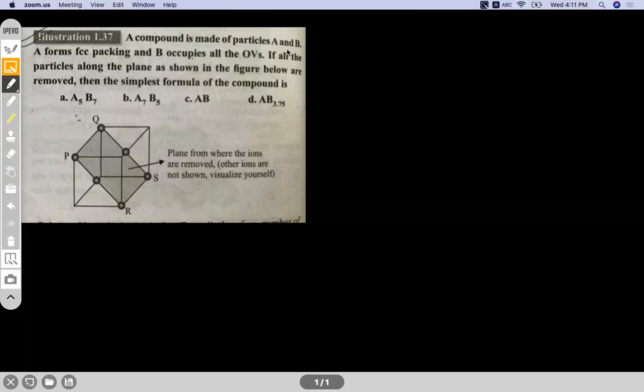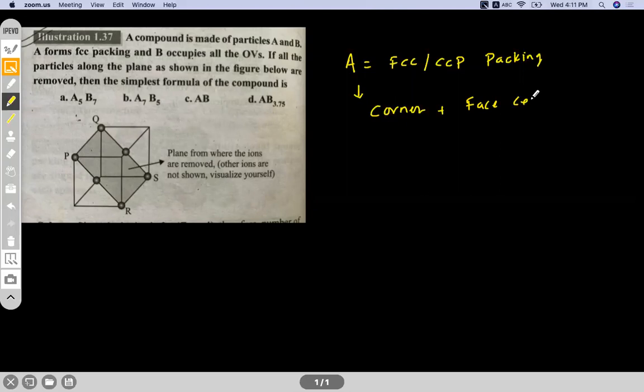A compound is made up of particles A and B. A forms FCC packing. So when it says FCC packing, it means A is forming FCC packing, or they can also say CCP, both are same thing. FCC or CCP packing, it means this A is present at corners plus face center. B occupies all octahedral void. So B is present in octahedral void, and we know the position of octahedral voids, that is there at the body center plus at the edge center. So you imagine the cube where at the body center we have B and at the edge center we have B again.